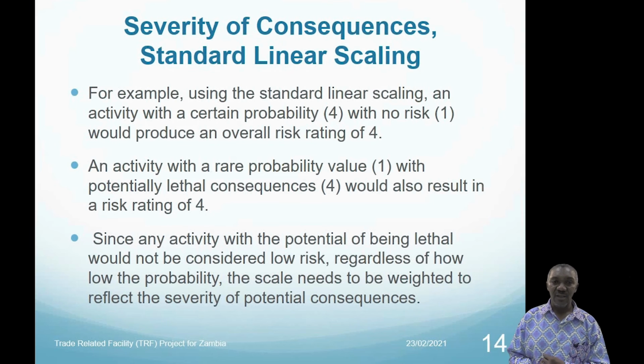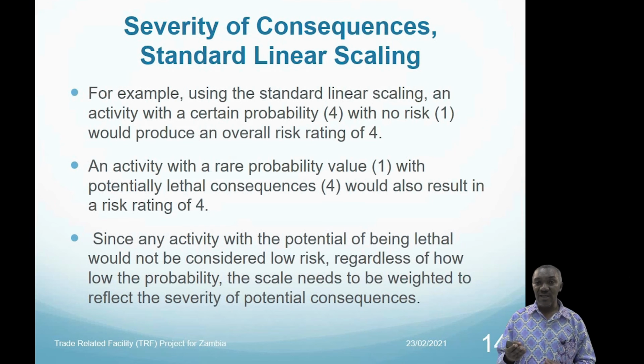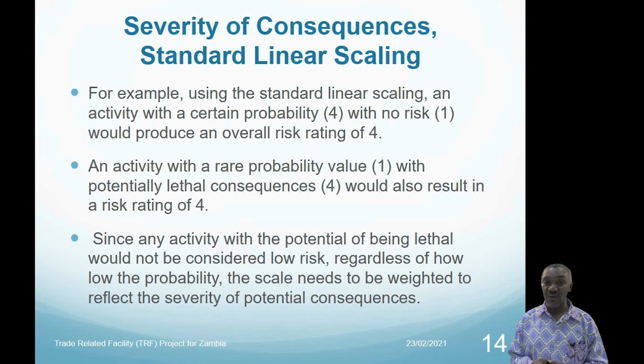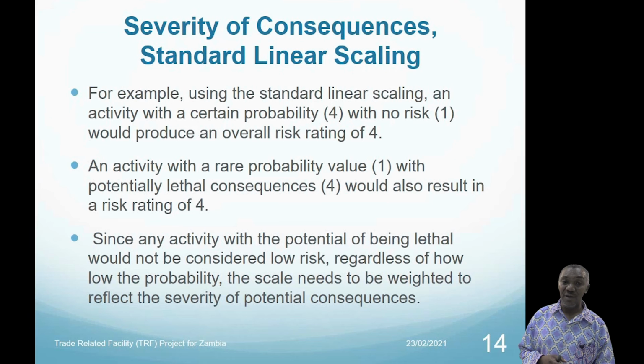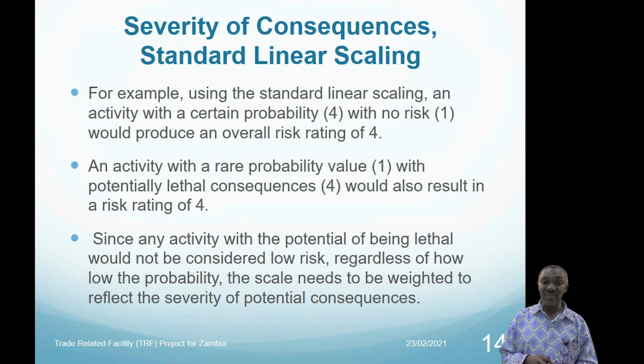This is what I've been talking about. Example using the linear scaling: an activity with a certainty of 4 and an impact of 1 would produce an overall risk of 4. Let's say, for instance, this is in terms of E. coli. We say that it has a certainty of 4, but when you talk about the impact, it's 1, and then you multiply the risk rating, then it becomes 4. And also you come back to brucellosis. Brucellosis has a likelihood of occurrence of 1, it was rare, but the potential lethal consequences are very high, so 4. That also gives you a risk rating of 4.